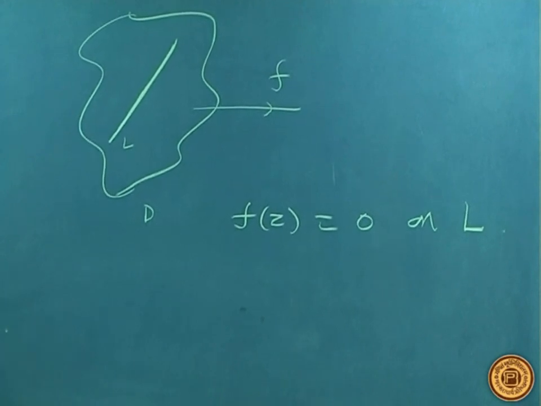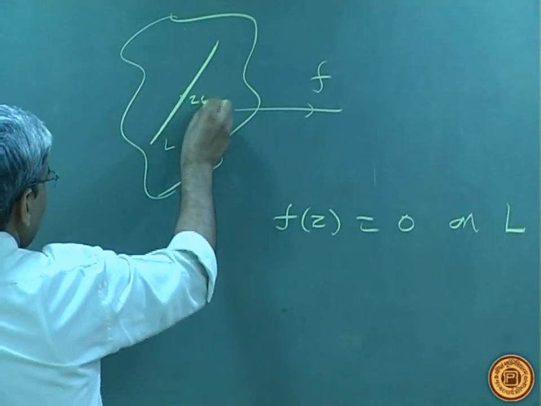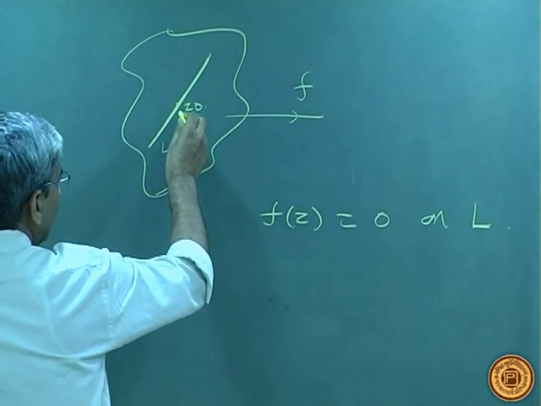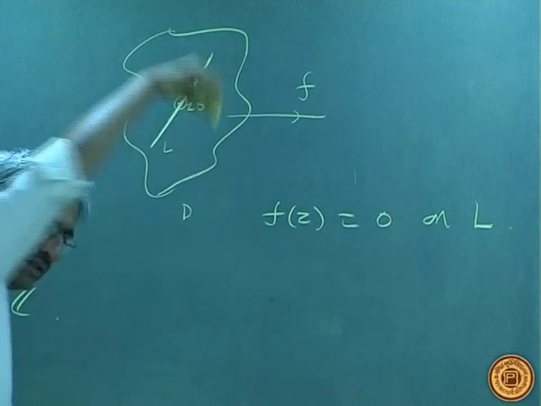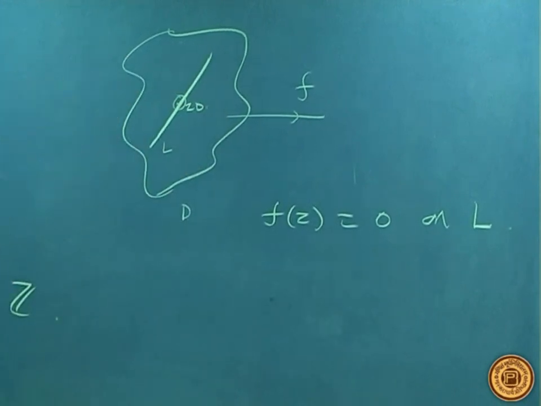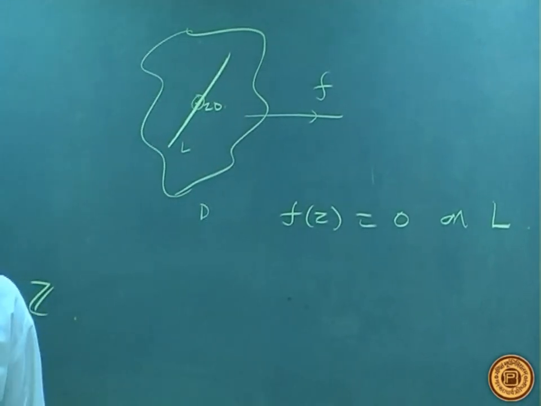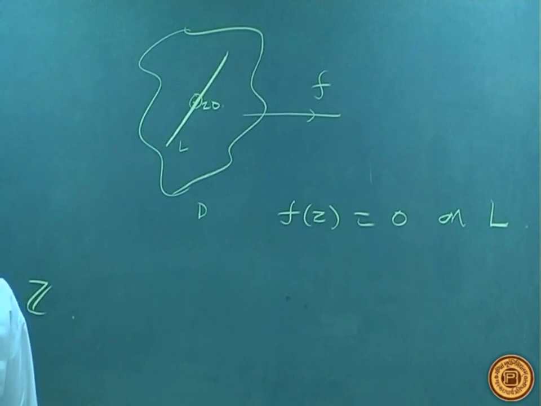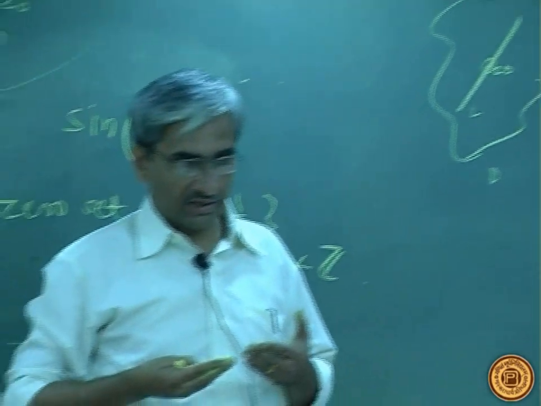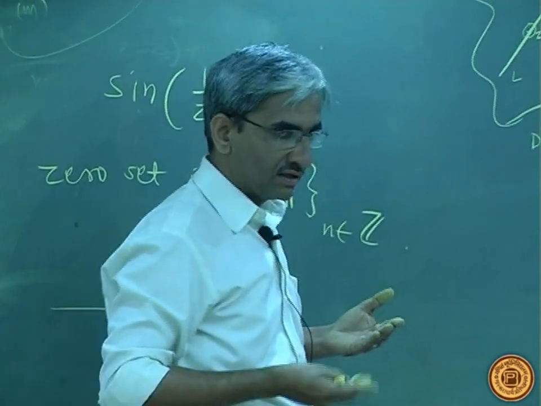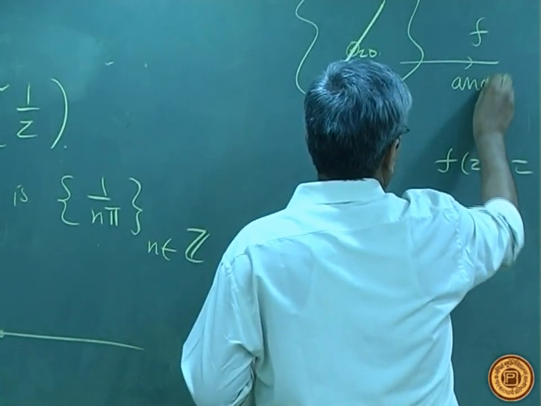Then if you take a point z0 on this line segment, even if I take any neighborhood, I can find other zeros, because throughout L it is zero, so the condition of isolatedness is violated. That means if a zero is there, then it has to be isolated, because f is analytic. I have taken an analytic map.